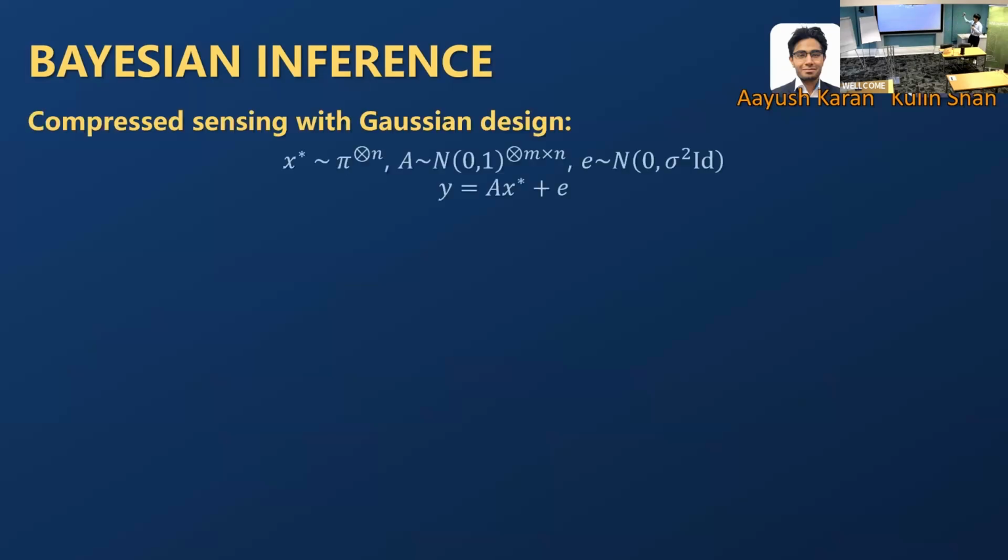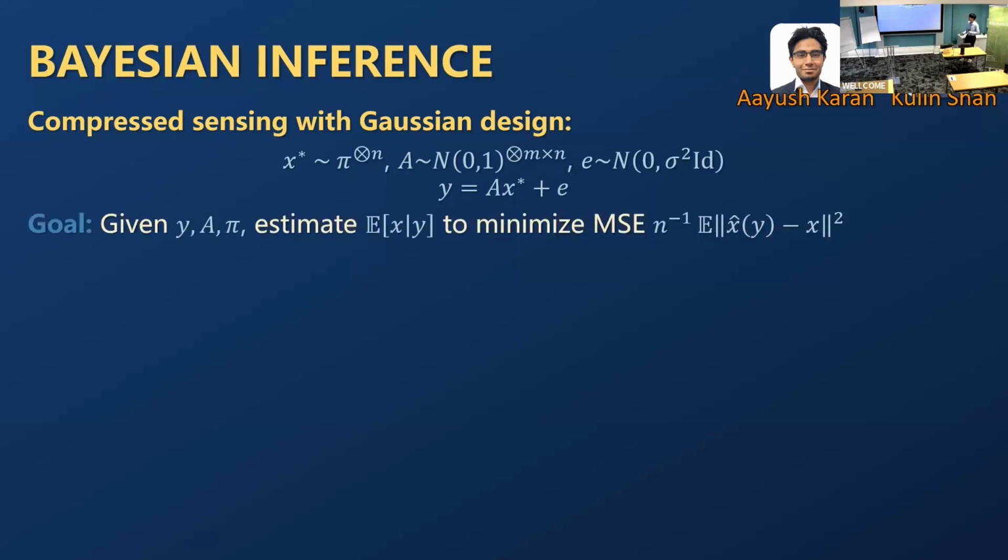Okay, so let's consider one archetypal toy problem: a linear inverse problem with Gaussian design. I have X star sampled from some product prior. Think of pi as maybe Bernoulli Gaussian, spike and slab, what have you. Think of A as the Gaussian matrix. That's our sensing matrix. And then E is just some noise vector that we're adding. So we observe this noisy linear observation of X star.